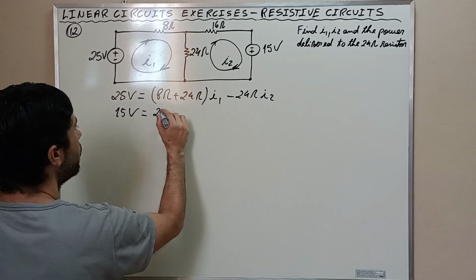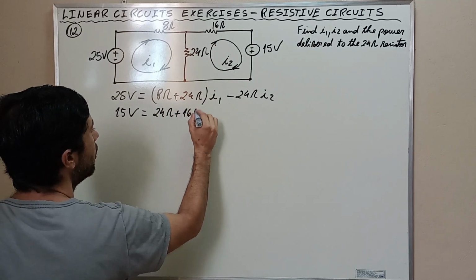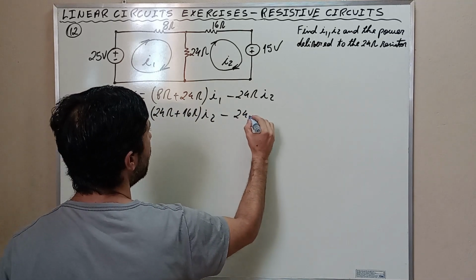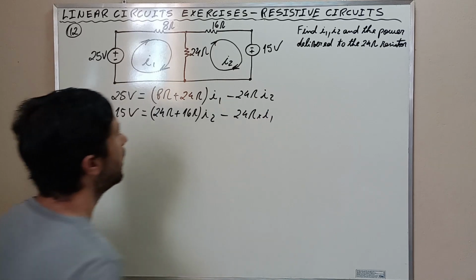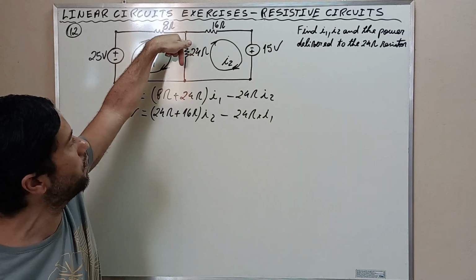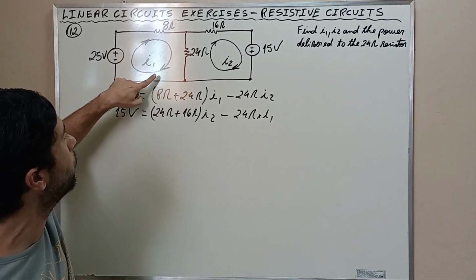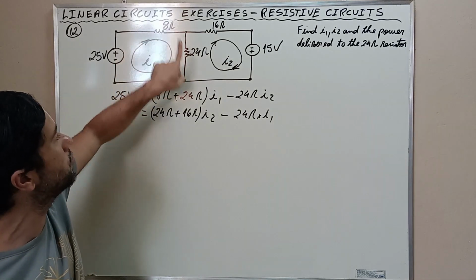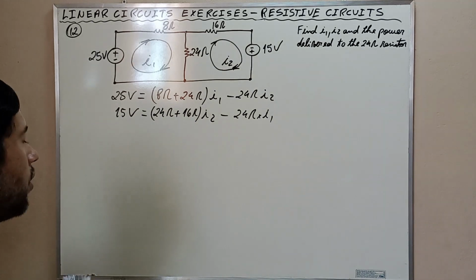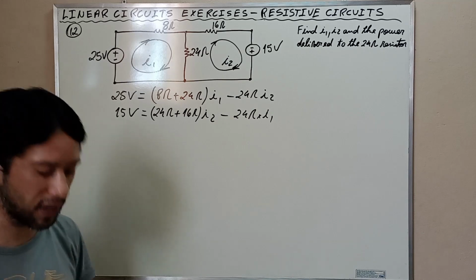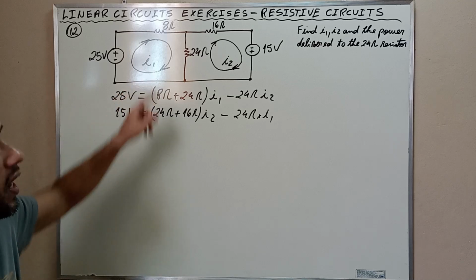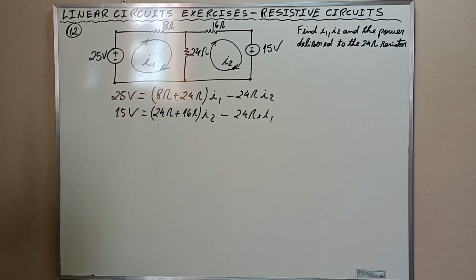It is going to be 24 ohms plus 16 ohms times I2 minus 24 ohms times I1. And again, when I2 passes here, it causes a voltage drop downwards here, but when I1 passes here, it causes a voltage drop pointing upwards, then they are reversed in the reverse direction. That's why I put this negative sign here. Okay, my friends, these are the mesh equations that describe the behavior of the current in this circuit.